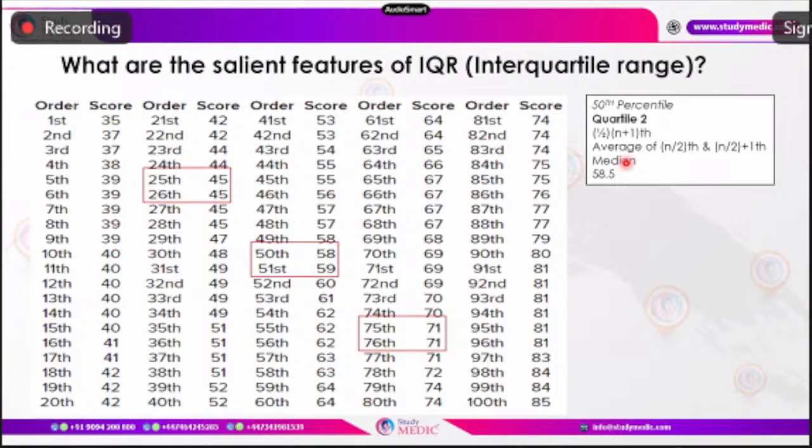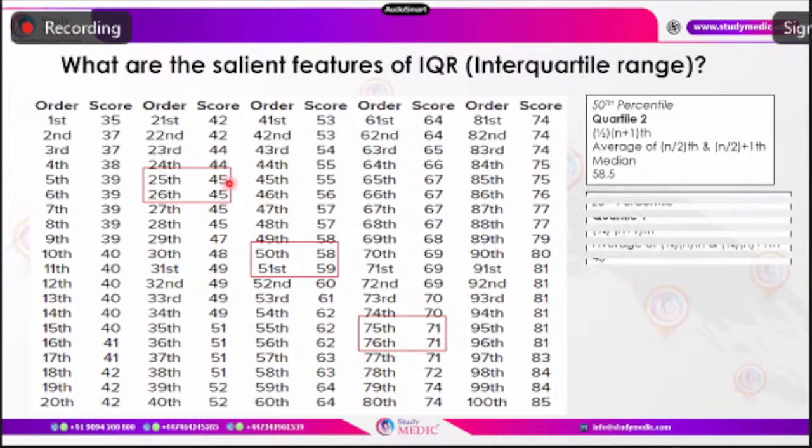We will see what this quartile 2 is. Now, if the median is also called the 50th percentile, then what is the 25th percentile? The 25th percentile is the average of the 1/4th value and the next value. 1/4 of the sample size of 100 is the 25th value, and the next value is the 26th value. So the average of 45 and 45 is 45. Then this becomes the 25th percentile.